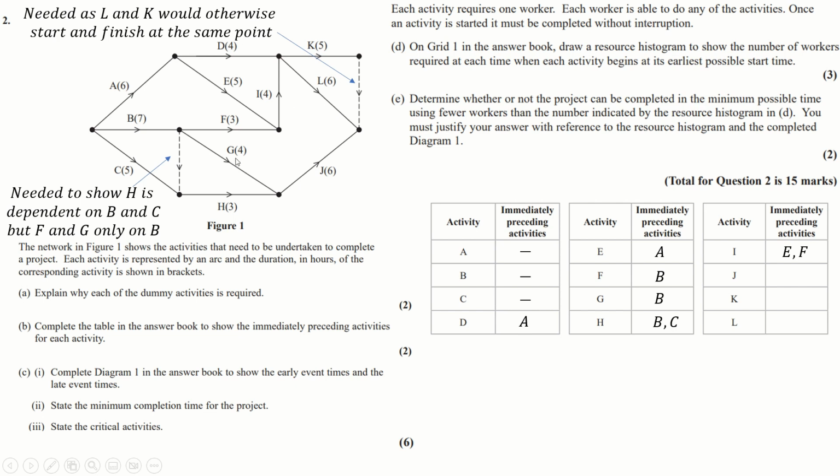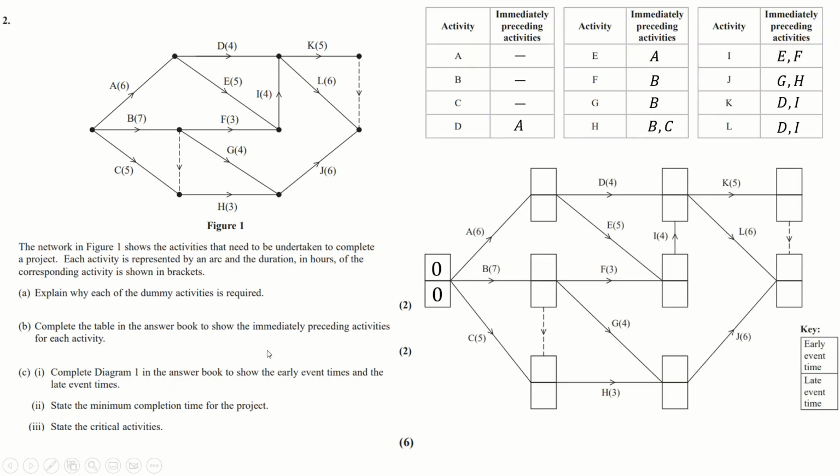J is going to be G and H, and then we've got K and L to go, which are both dependent on D and I, and we'll finish up that. Good. Complete diagram 1 to show the early event times and the late event times. So that's this diagram here.